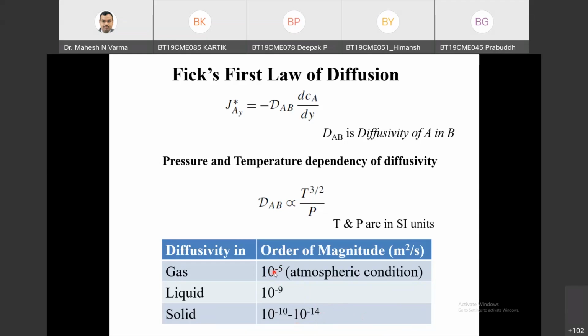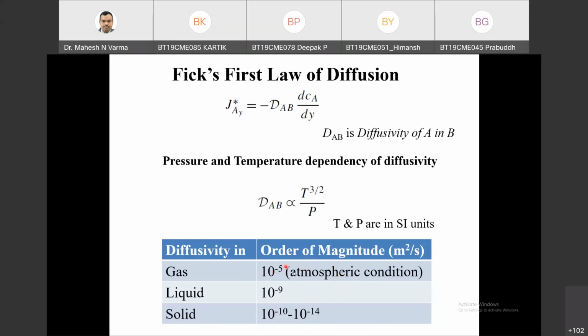This is very important. Whenever you are appearing for any interview, you can say mass transfer and kinetics are the backbone of chemical engineering. Only the chemical engineer deals with mass transfer and kinetics. And in that, diffusivity is the most important property in mass transfer. So you should know this.